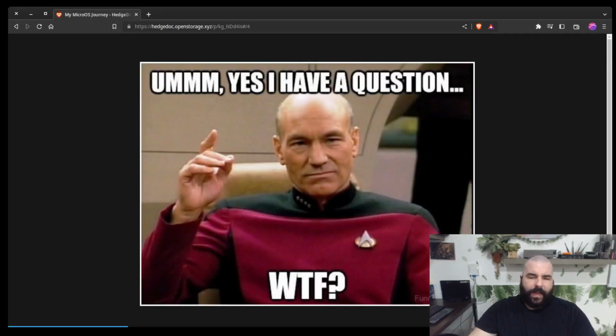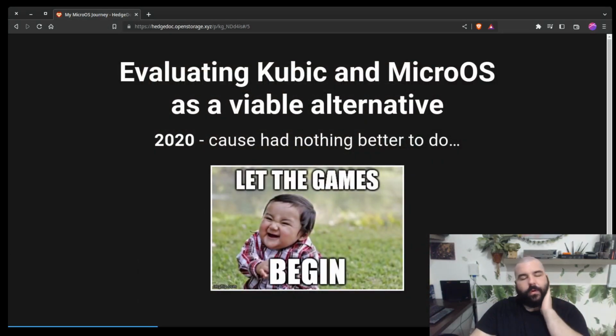And then I was like, hey, hold on. What do any of these things mean? It was really fuzzy. I had a picture in my head, but here again, it's just a different package management. And it turned out that it wasn't. So we started to evaluate Kubic and MicroOS in 2020 because we didn't have anything else to do other than being locked up and just playing with the toys.